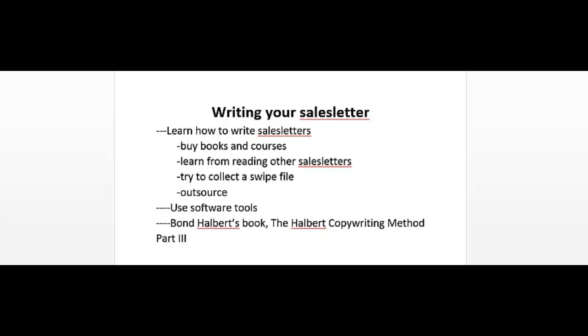And for that, I recommend you buy this book on Amazon. It's a book by Bond Halbert, and the title of the book is The Halbert Copywriting Method Part 3. And Bond Halbert is the son of the great copywriting master Gary Halbert. The Halbert Copywriting Method Part 3 teaches you how to edit a rough draft of a sales letter. So this is great for editing sales letters that are created by these sales letter software tools. It teaches you how to smooth it out and make it more appealing.